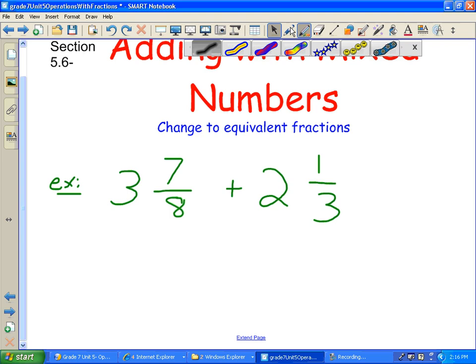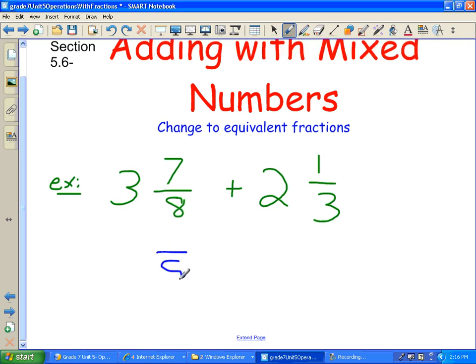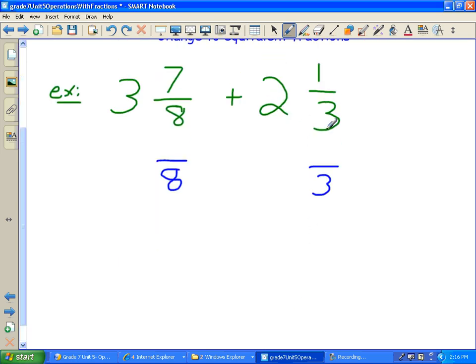In other words, if I have this one right here, I'm going to change it to just a fraction with no whole number in front, and I will change this one to just a fraction with no whole number in front. The easiest way to do it is times these two numbers. So 3 times 8 is 24, plus 7 more is 31. Times these two numbers, 2 times 3 is 6, plus 1 more is 7. Now I have just changed them to improper fractions.